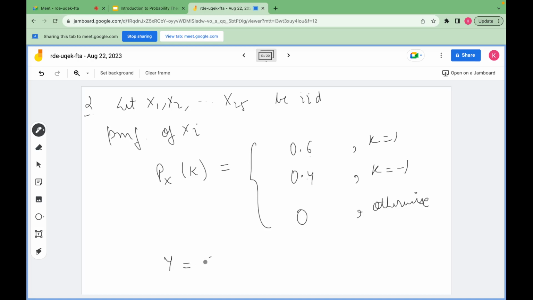Now let Y be equal to x1 plus x2 plus up to x25. Now we need to find the probability that Y is between 4 and 6. What is the probability that the value of Y is between 4 and 6? Okay, we need to find this probability.